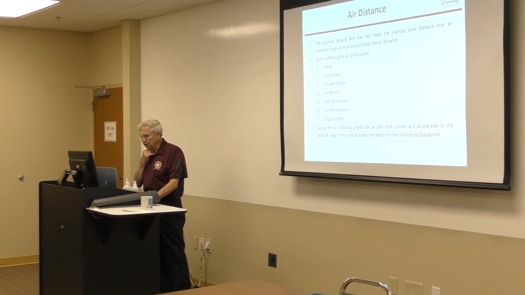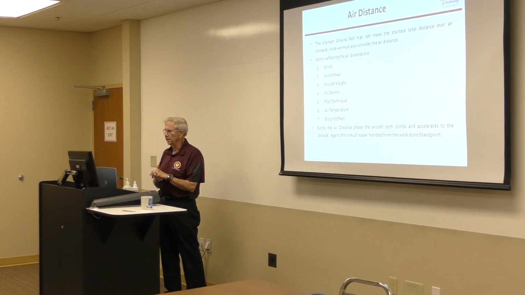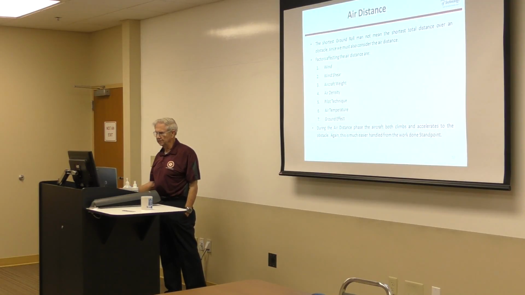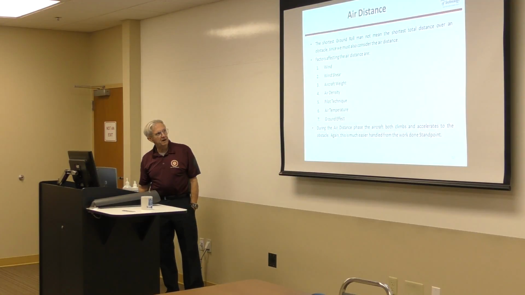The air distance portion: on many airplanes, the shortest ground roll may not mean the shortest distance over an obstacle, since we have to also consider the air distance. Many airplanes, if you get them off the ground at too low a speed, are not going to accelerate as quickly to best climb speed. So it's a little trade-off. The factors affecting the air distance are pretty much the same as those affecting ground distance.